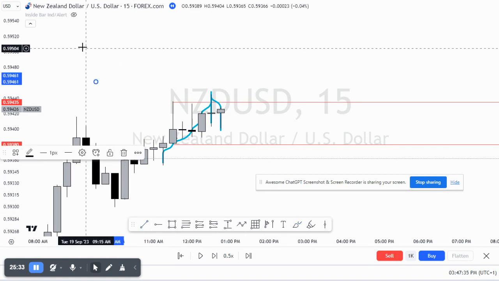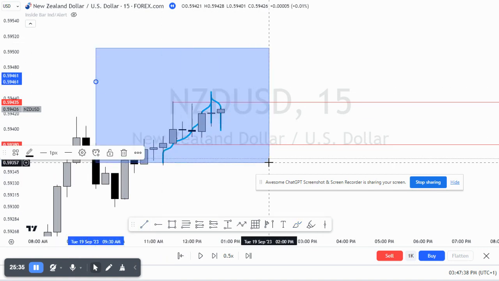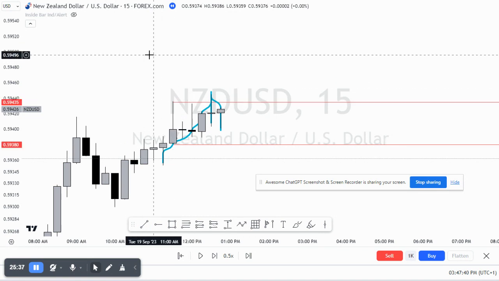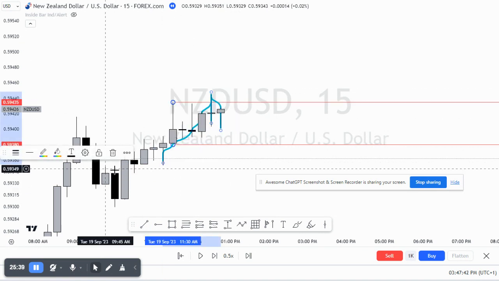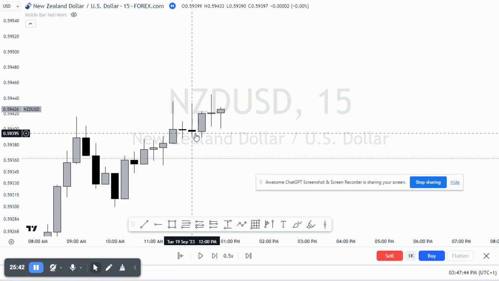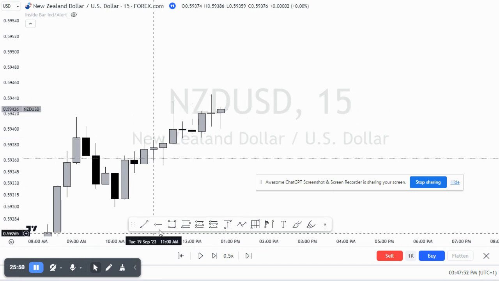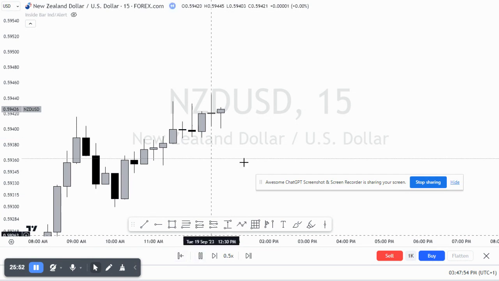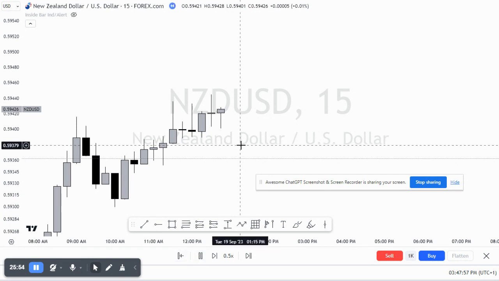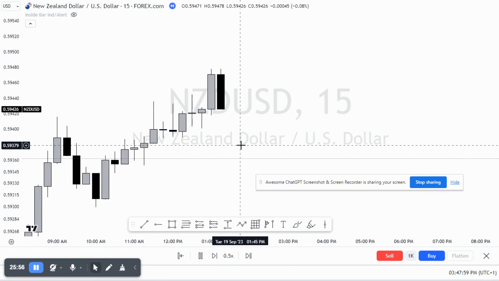All right, so this is how you know and identify a valid pullback. The previous high or low must be taken. In a bullish case, the low should be taken. In a bearish case, the high should be taken. So let's keep watching this and see what we find. Let's see what happens to the next candle. The next candle is bullish.